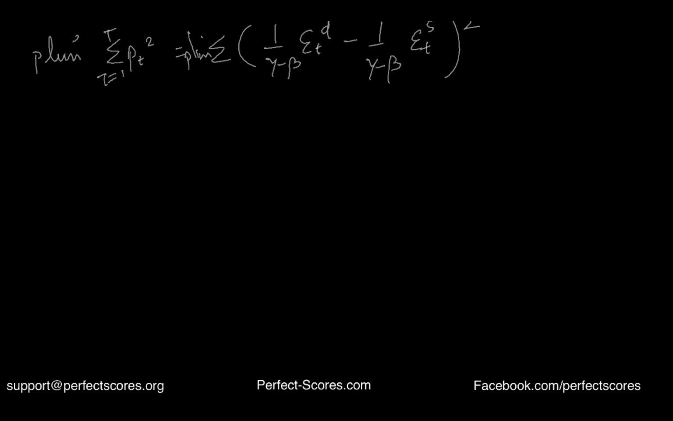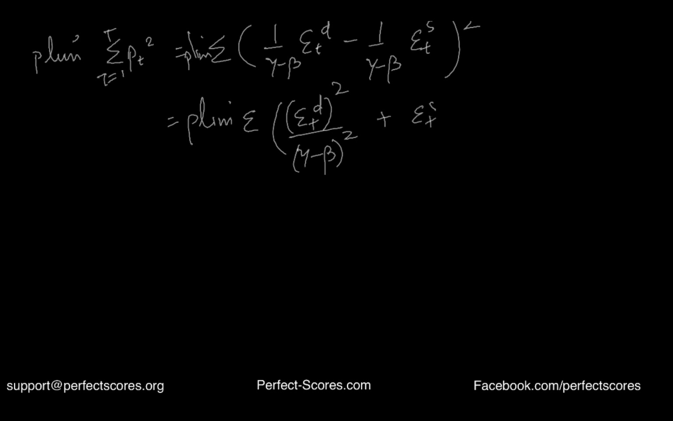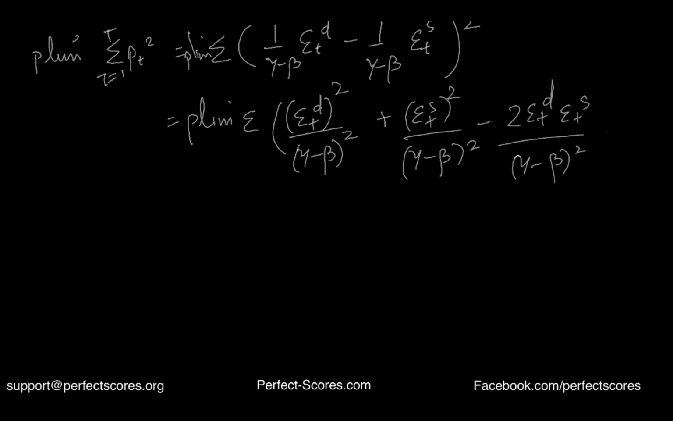So what does this turn out to be? This turns out to be the probability limit of the sum, and then we just have to square it, which is the error term demand squared divided by gamma minus beta squared, plus the error term supply squared divided by gamma minus beta squared, minus 2 times error term demand times error term supply divided by gamma minus beta whole squared. So this is what we get when we square it up, right?